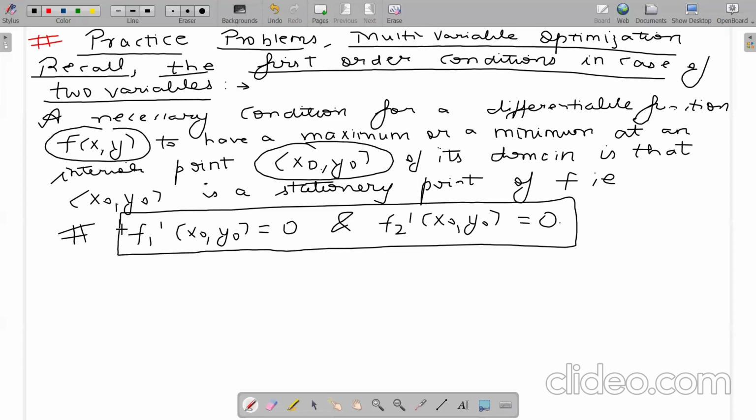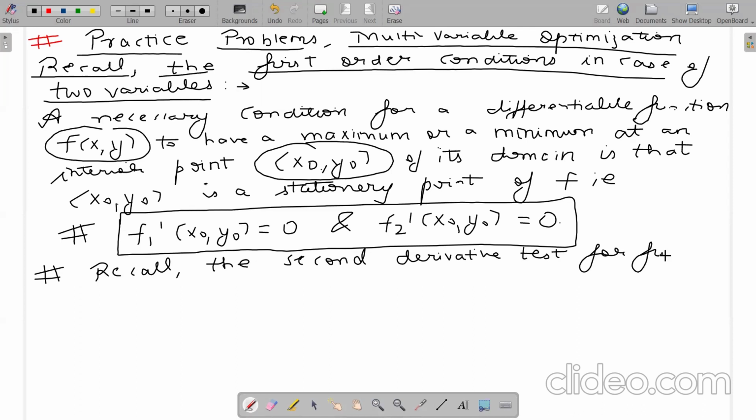So I can now write what are the second order conditions, or I can say the second derivative test. So recall the second derivative test. Recall the second derivative test for functions of two variables. Again, I've covered this in my lectures on multivariable optimization.